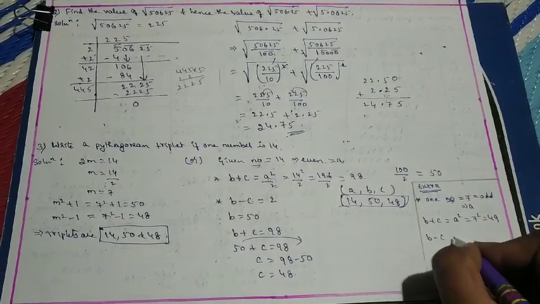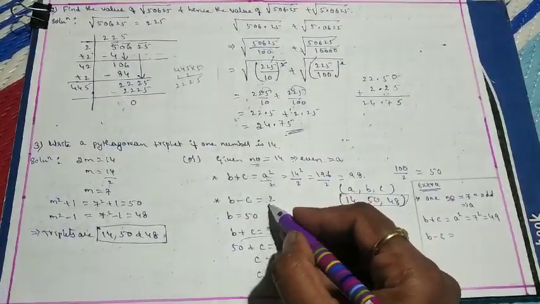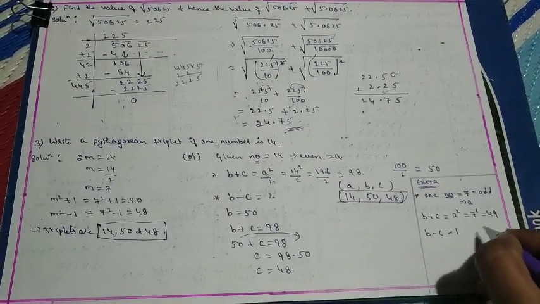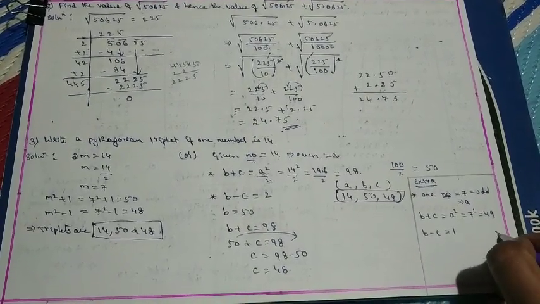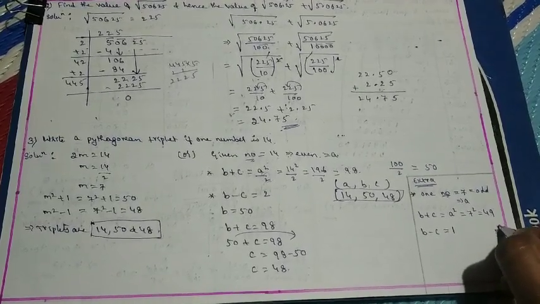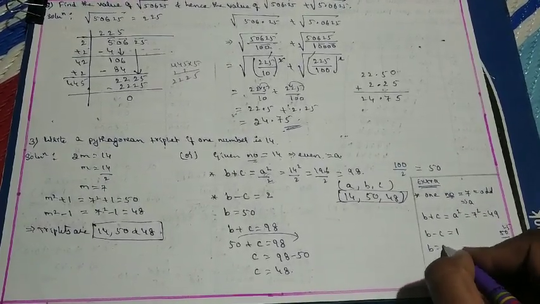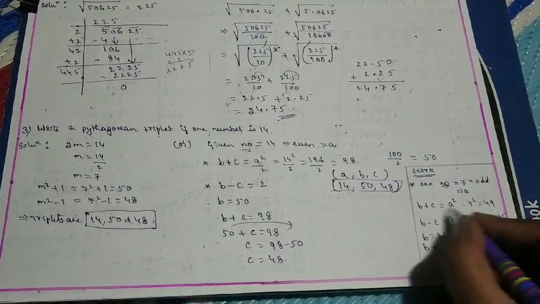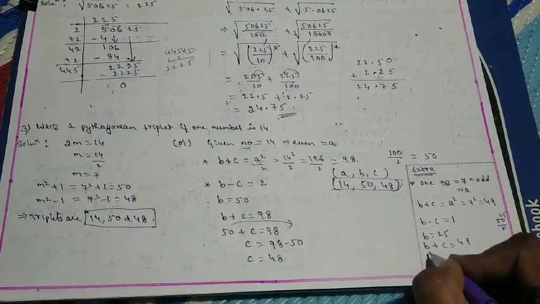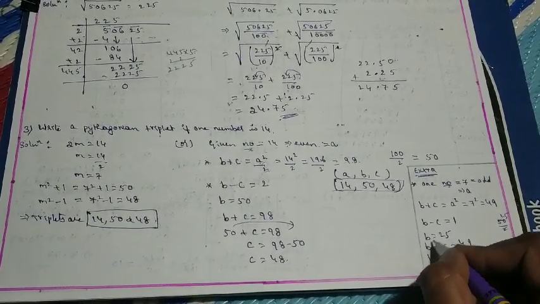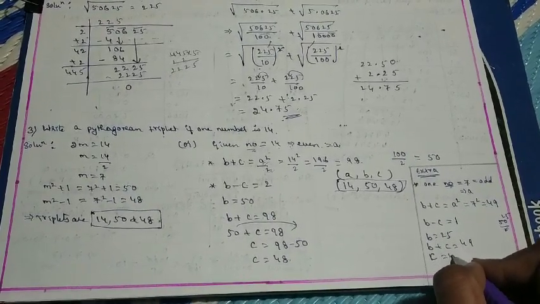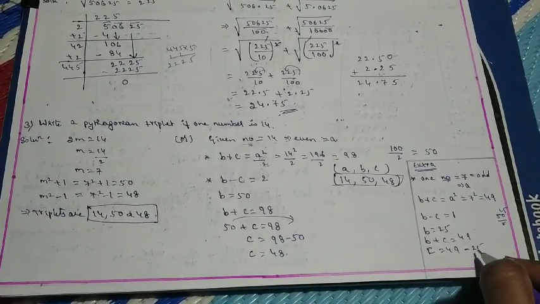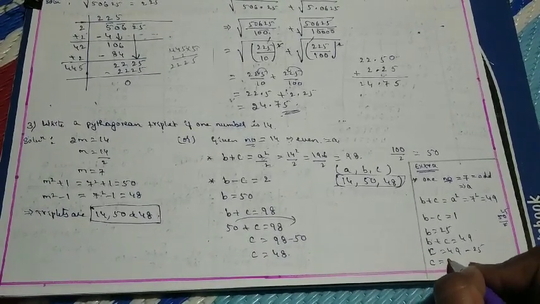Next, b minus c. What have we taken here? The difference is 2 in the even, whereas in the odd the difference is 1. Then you add 49 plus 1, which equals 50. 50 by 2 is 25. So b is equal to 25. Then I need to find c. b plus c is 49, and we know that b is 25. Then c becomes 49 minus 25. If I send this 25 across, it becomes minus 25. Then 49 minus 25 is 24.